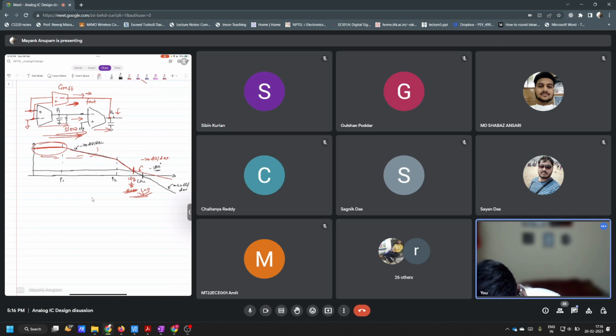So let's use a different color. Let's say this is the fast path, and this is the slow path.